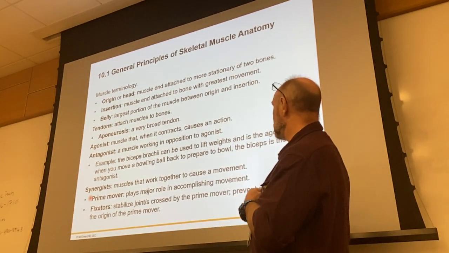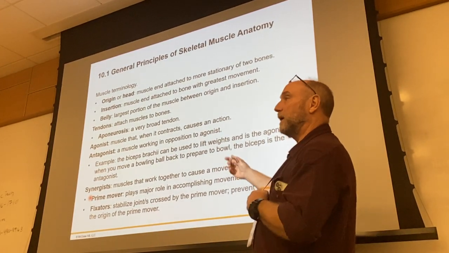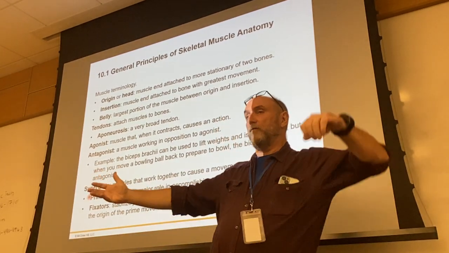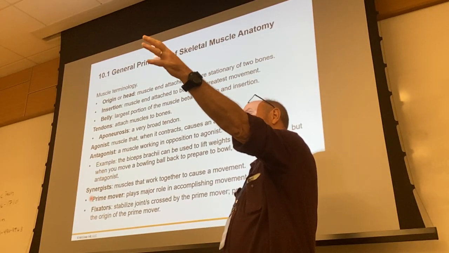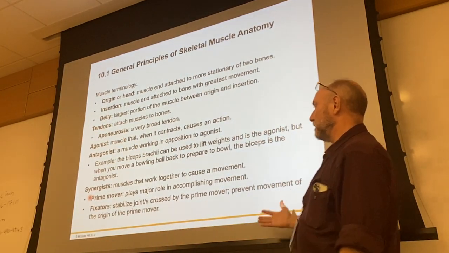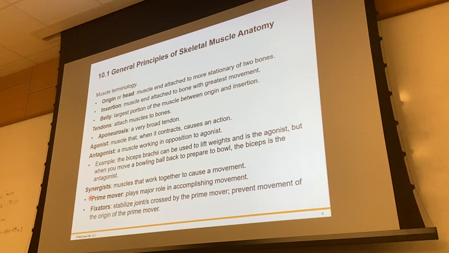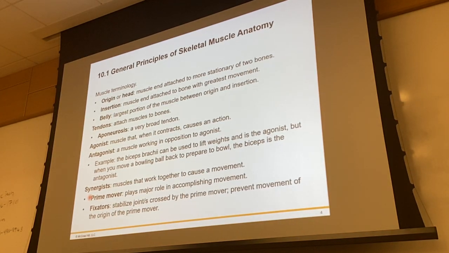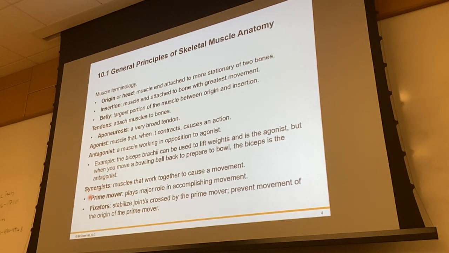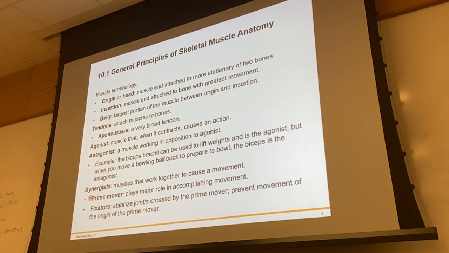You don't want to have the whole shoulder sort of falling forward if you're just trying to throw something with your hand, or if you're just trying to move your hand forward. You want to have the joint itself stabilized. And there's lots of examples of fixators. So there's synergists, and those synergists have both prime movers and fixators, and those are different. There's antagonists and agonists, and those are different as well.